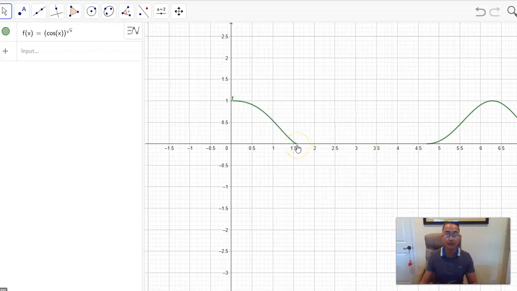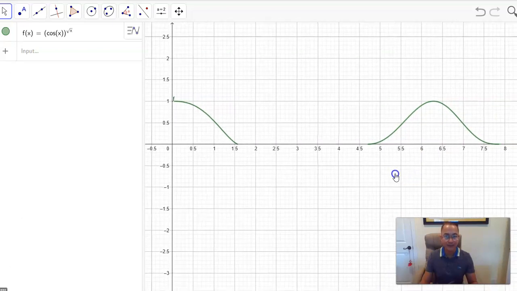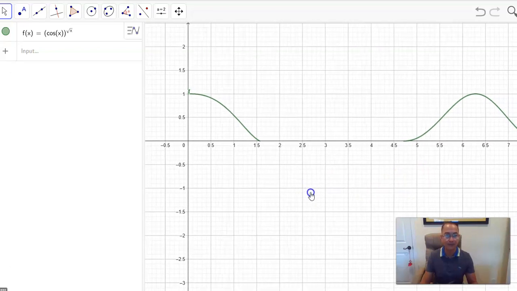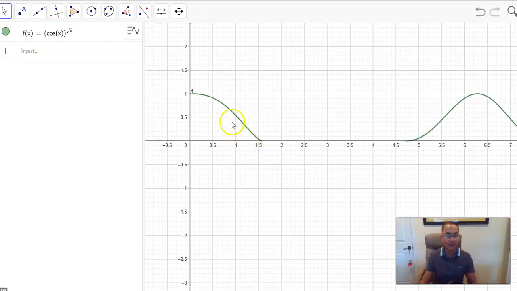Pi over 2 is about 1.5, right? 3.14, so 1.57. Yeah, that makes sense. There's nothing between pi over 2 and 3 pi over 2. 2 pi is right over there. GeoGebra is going to try to plot as many points as possible. So this is what cosine x to the power square root of x looks like.